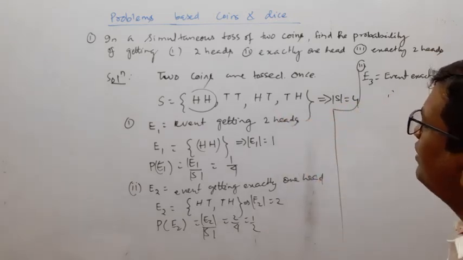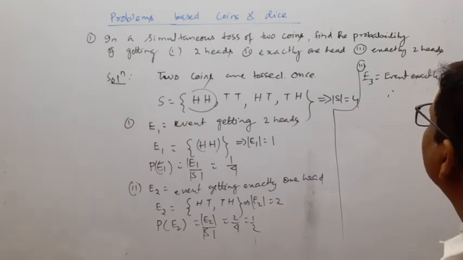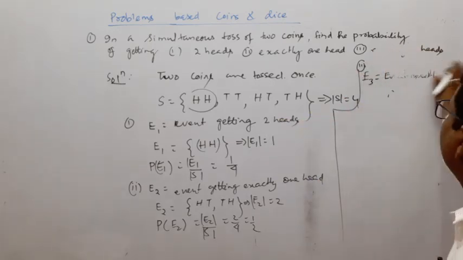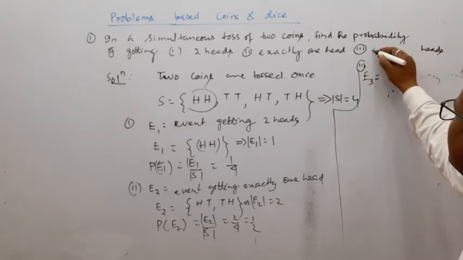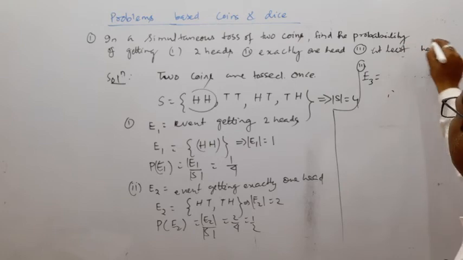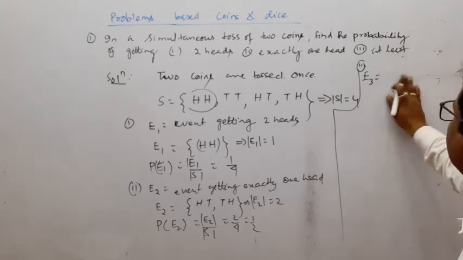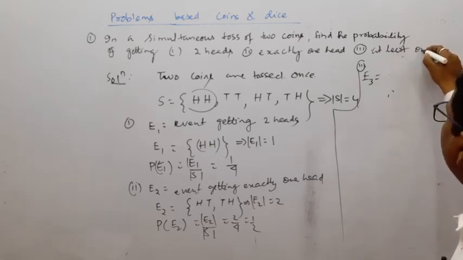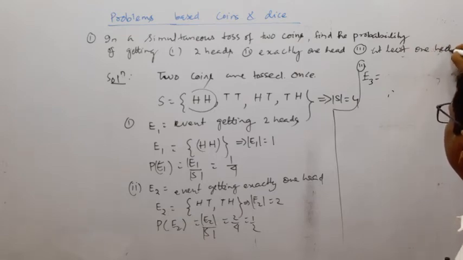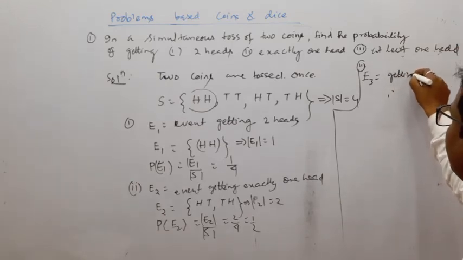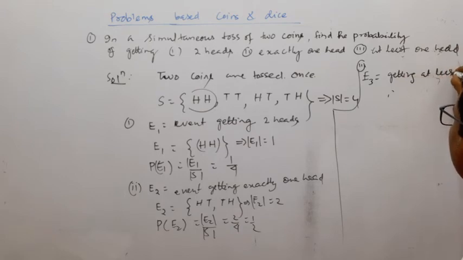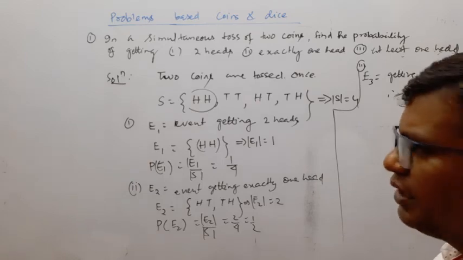Same as question number 1, that is set exactly. Suppose this question is instead at least two heads or at least one head. Suppose the third one is at least one head. Change the question: at least one head. So P of E3 is equal to the event of getting at least one head. At least one head means a minimum of one head.